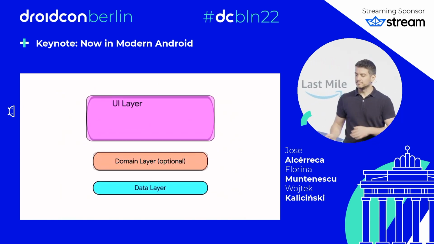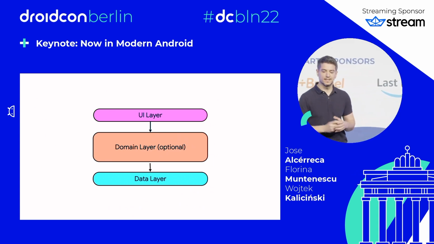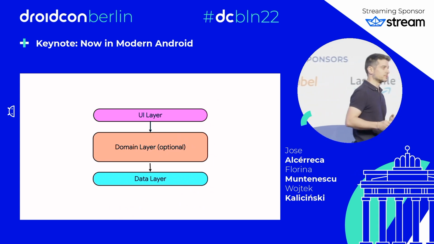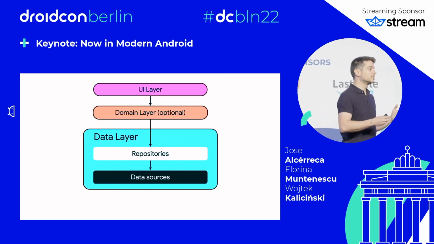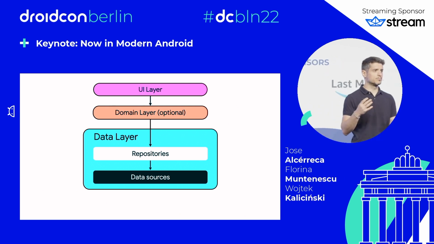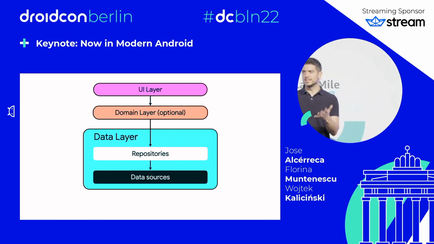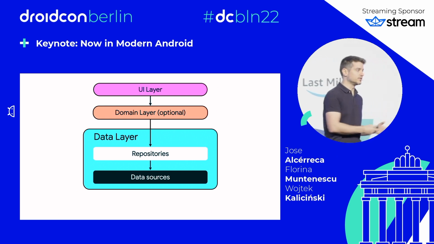OK, so moving down, we have the domain layer, which is optional, so we're going to skip it. But check it out, because it's a very nice way to reuse business logic. And then we have the data layer. The data layer contains application data and business logic. Business logic is what gives value to your app. It determines how data is created, stored, and changed.